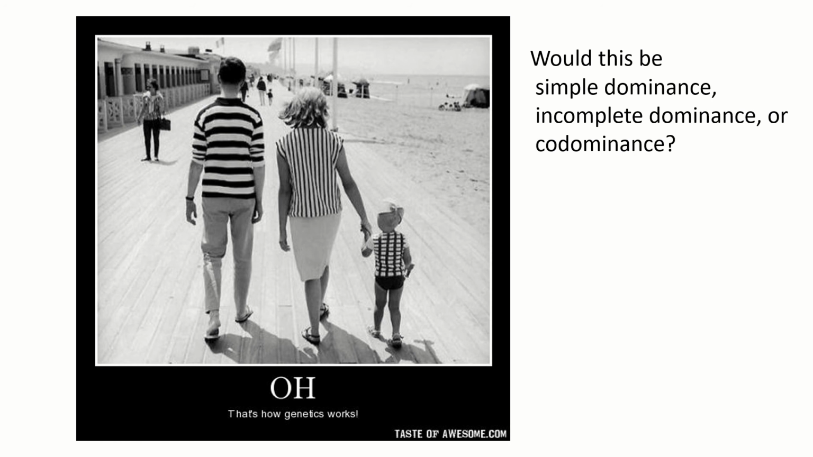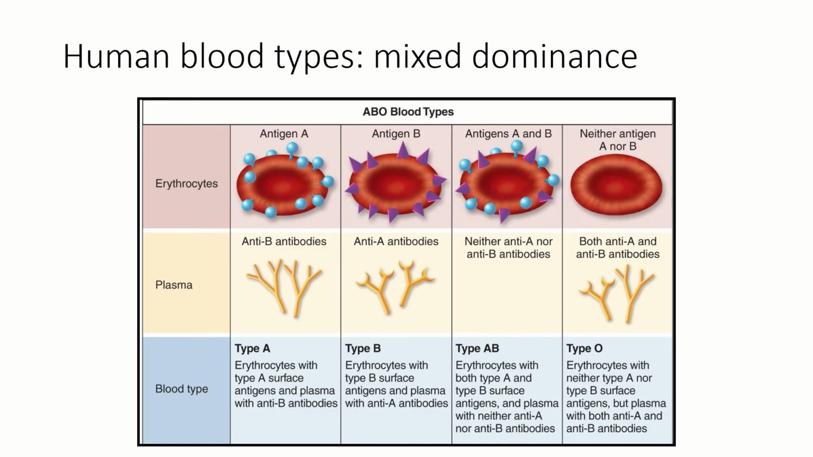Inheritance can be very complicated, and many of the things that we think of as single gene, like eye color, it turns out are multiple gene. I was trying to find out how many genes, and it turns out there are at least 15 genes implicated in eye color. It's so complicated. All right.